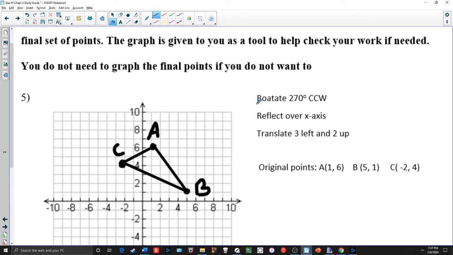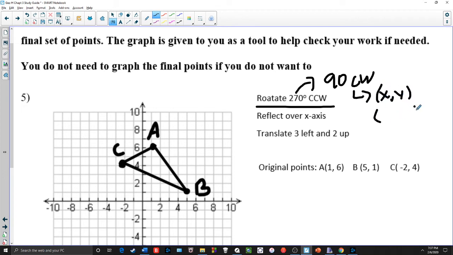So we first want to rotate 270 degrees counterclockwise. Here's the thing about 270 degrees. If you rotate 270 degrees one direction, it's basically rotating 90 degrees in the opposite direction. So 270 degrees counterclockwise is the same as 90 degrees clockwise. And 90 degrees clockwise means you're going to take your x and y numbers and multiply the x by negative 1, and then swap the numbers. So you go from x, y to y, negative x.